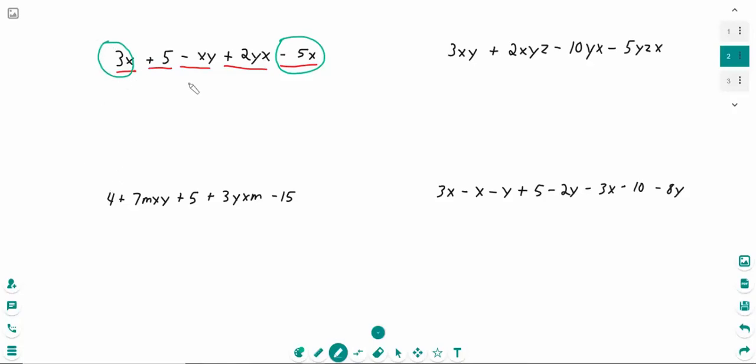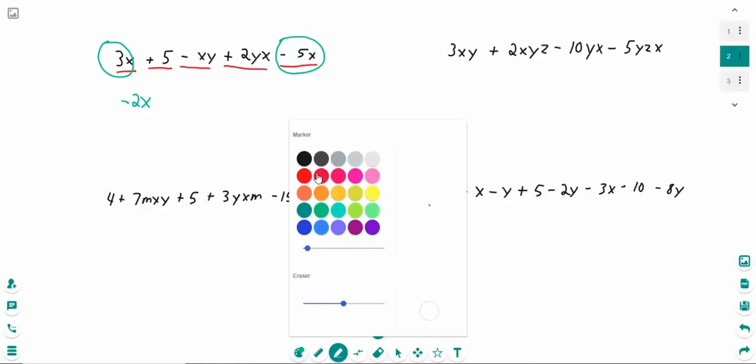All right, and if I were to go ahead and add those two, we'd have a 3x plus a negative 5x. So think about that. We're going to add the coefficients, 3 plus a negative 5, or 3 minus 5, if that's easier to you. So if you add those, 3 plus a negative 5, you're going to end up with a negative 2x, right? And now let's move on.